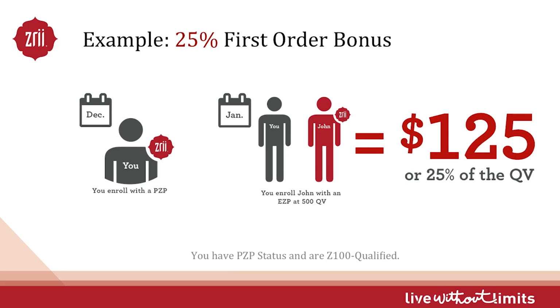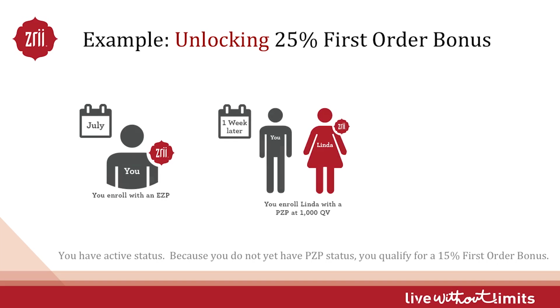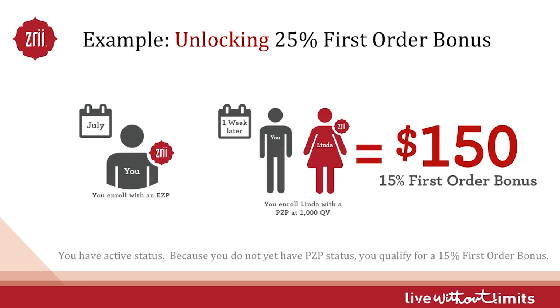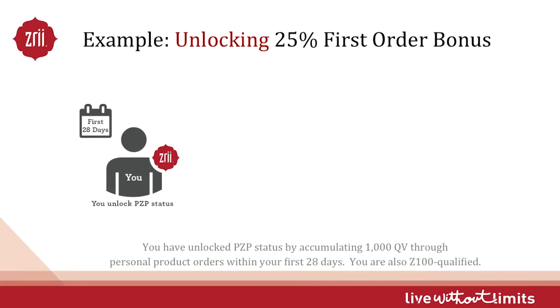Let's take a look at how unlocking works. You enroll in July with an EZP. You enroll Linda 1 week later with a Premier Z-Pack and 1,000 QV. You earn a 15% first order bonus, or $150 on her order. You place a second order within your first 28 days as a Zrii independent executive for 500 QV, giving you 1,000 QV in total personal product orders. You have unlocked PZP status. You can now start earning the 25% first order bonus.